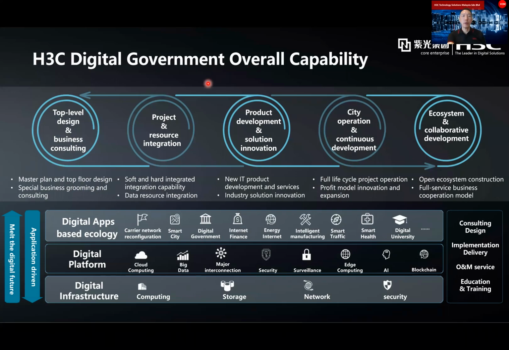In terms of the HVC digital government overall capability, you see there is already a lot of underlying technology. We are talking about the digital infrastructure, the digital platform, and the digital application based on the ecosystem. We are talking about smart city, digital government, internet finance, energy internet sector. We have a lot of applications on top. But finally, when we think about the technology behind, we should think about the capability of the government itself to implement all those technologies.